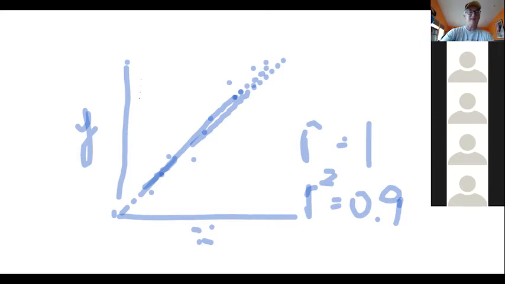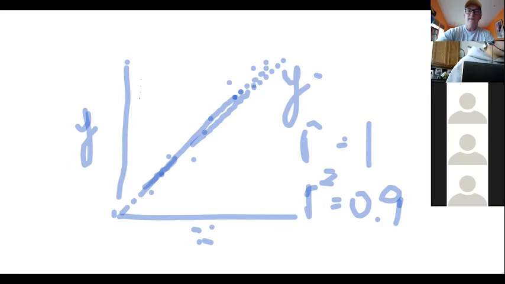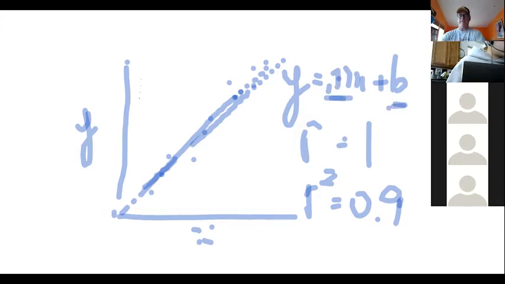And when we fit this line, we get a fit of Y equals mx plus b. Now, what is m and what is b? What are those two different things? Oh, here's my marker. Excellent.